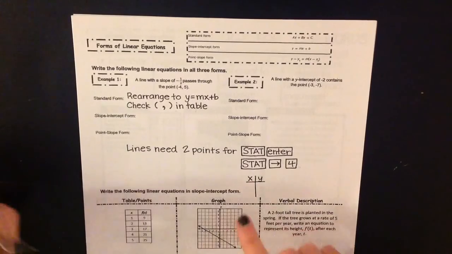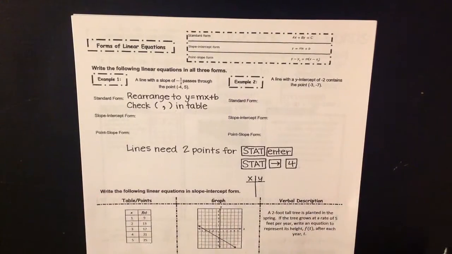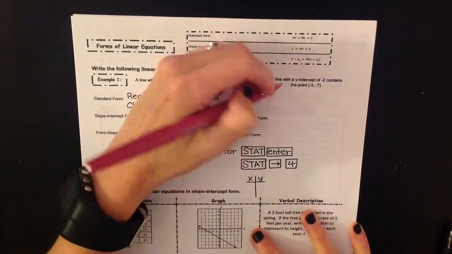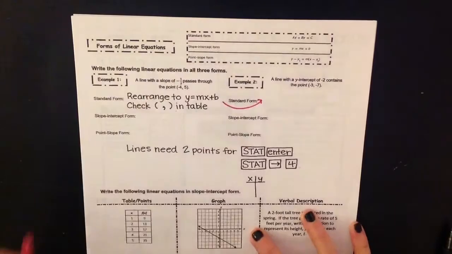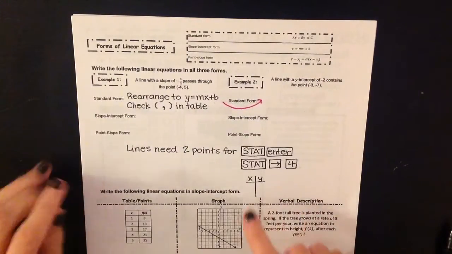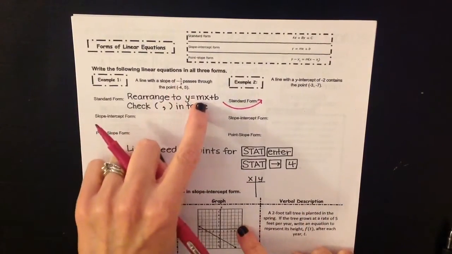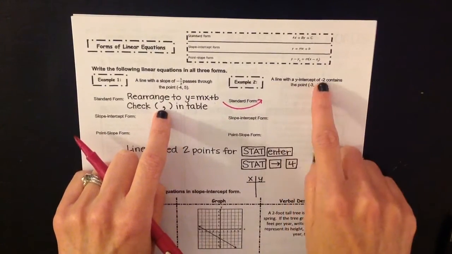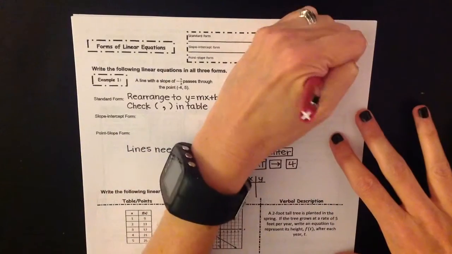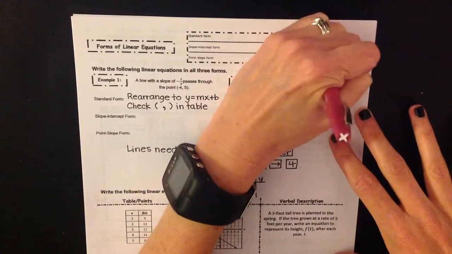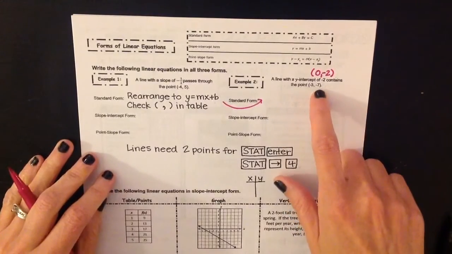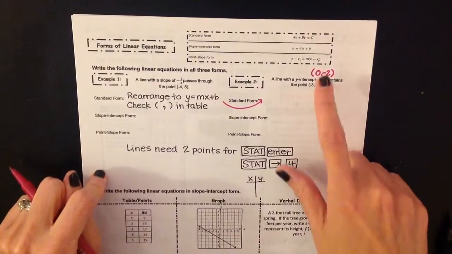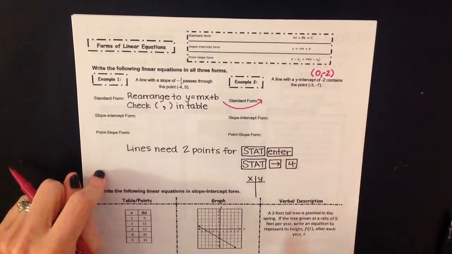Now, if you get a standard form equation, the best thing to do is to rearrange it to y equals mx plus b. And then if you have the slope, you can check your slope. And if you have a point, you can check it in the table. For example, they give you the y-intercept, so that would be like the point (0, -2), and then you have the point (-3, -7). So once you rearrange your standard form, which is probably going to be in your answer choices, you can check these 2 points in the table.